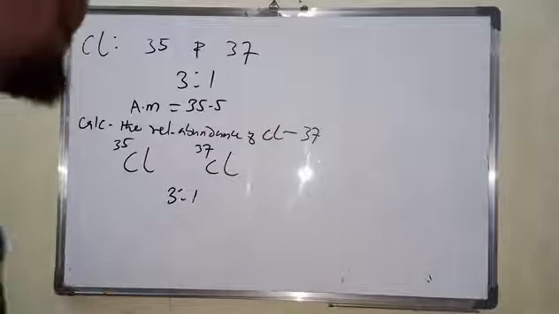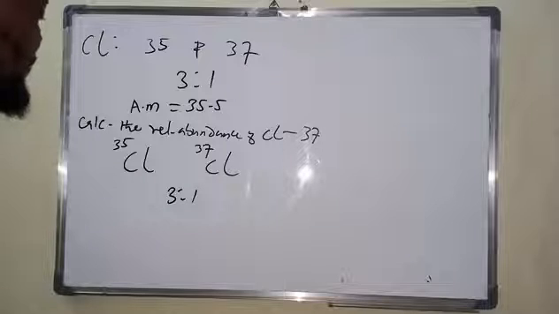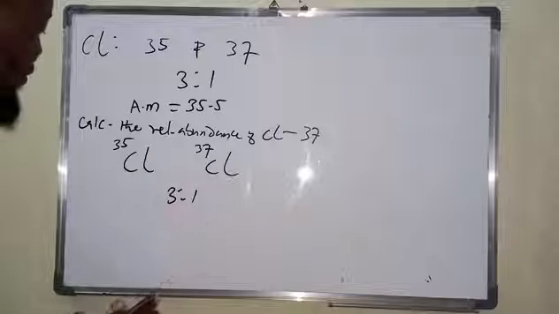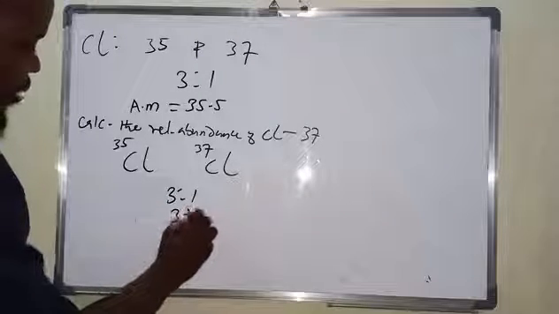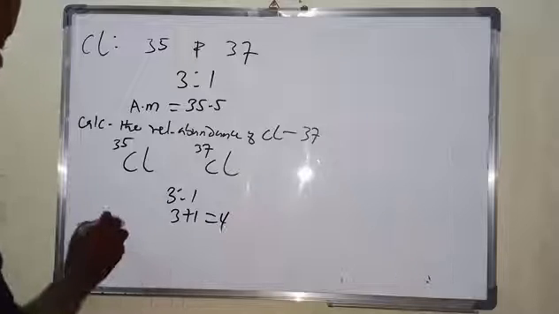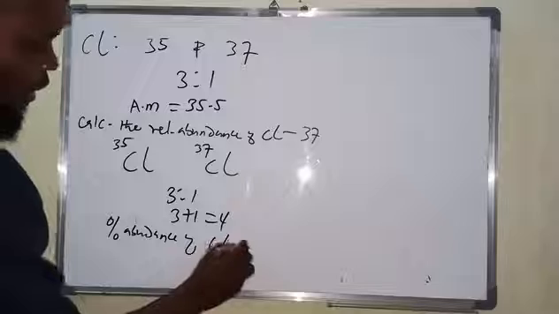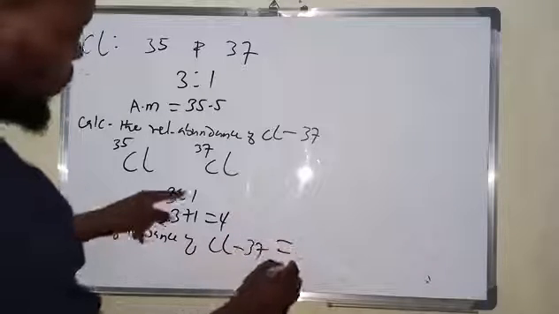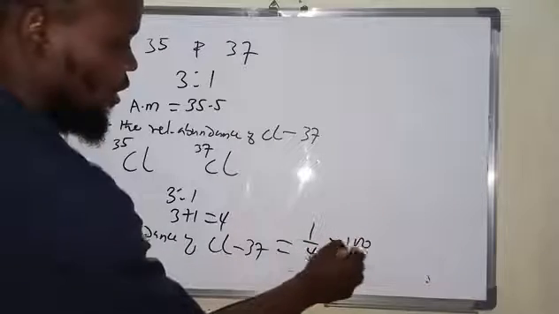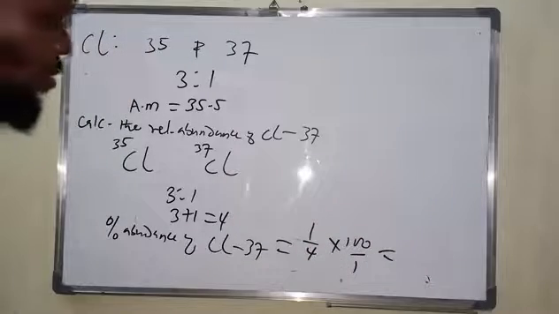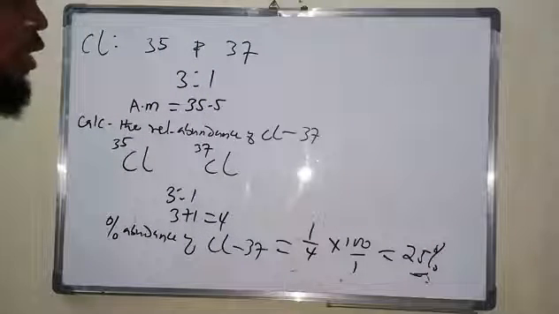So I think all we have to do here is to take the total ratio. The total ratio is 3 plus 1, which equals 4. So the percentage abundance of chlorine 37 is equal to 1 over 4. You understand? That's all. Then multiply by 100. This is as simple as that. And this will give us 25%.